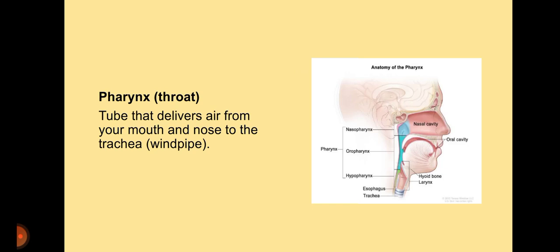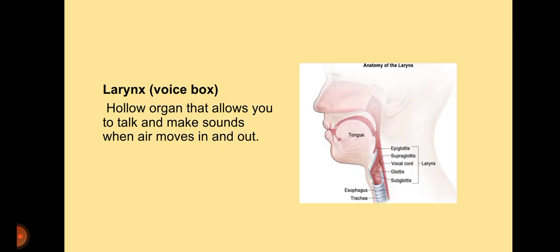Next, we have the pharynx or throat, the tube that delivers air from your mouth and nose to the trachea or windpipe. Its primary function serves both the respiratory system by taking in air from the nasal cavity as well as the digestive system by taking food and drink from the oral cavity. The pharynx is also what helps you speak, as the muscles of the pharynx vibrate to help produce sounds.